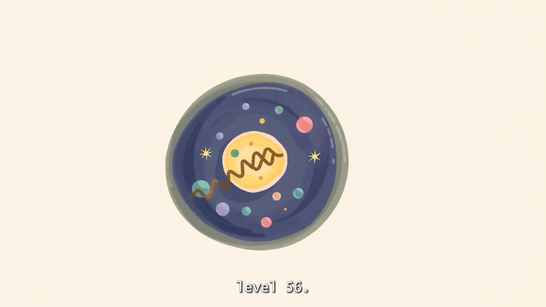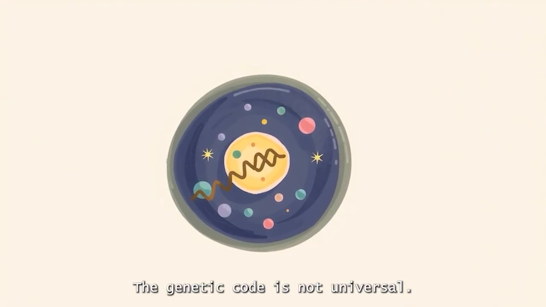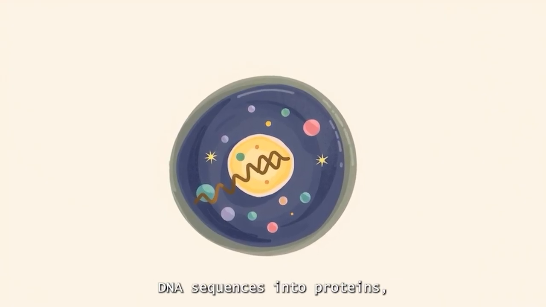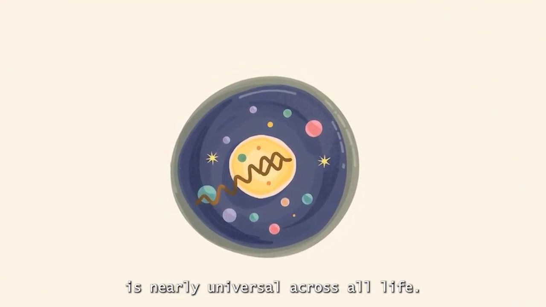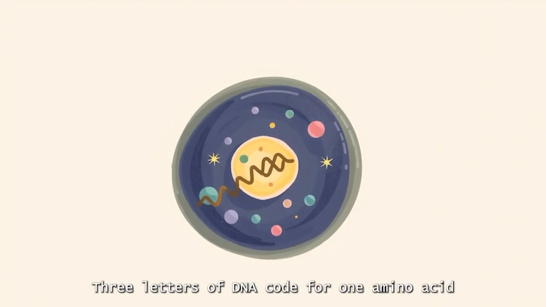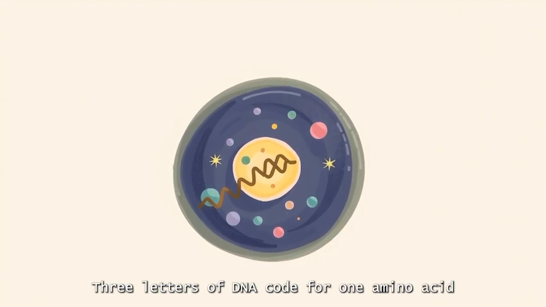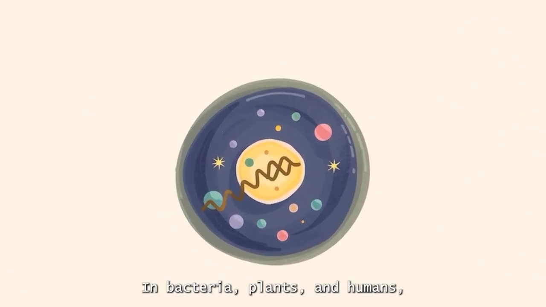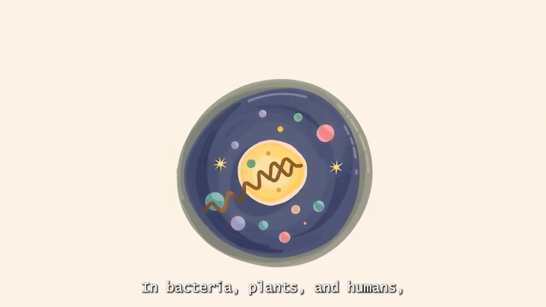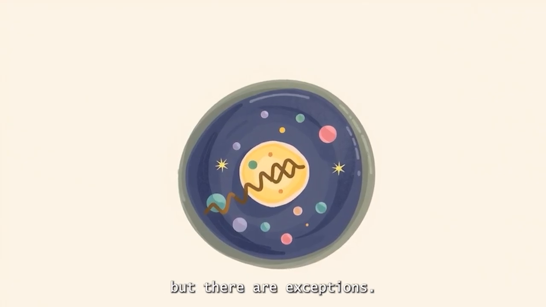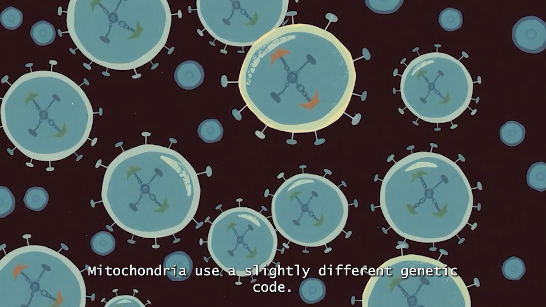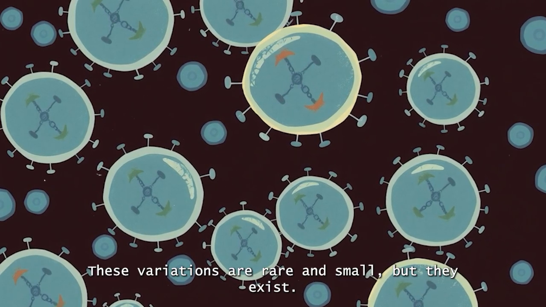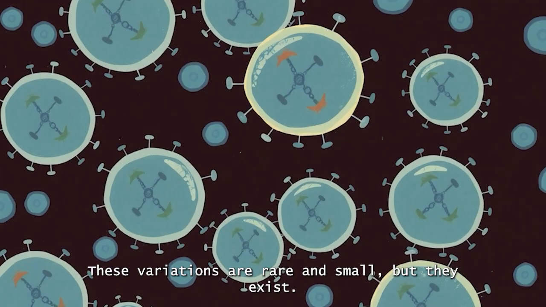Level 56. The genetic code is not universal. The genetic code, the set of rules that translates DNA sequences into proteins, is nearly universal across all life. Three letters of DNA code for one amino acid, and the same codon usually specifies the same amino acid in bacteria, plants, and humans. But there are exceptions. Mitochondria use a slightly different genetic code, so do some bacteria and single-celled organisms.